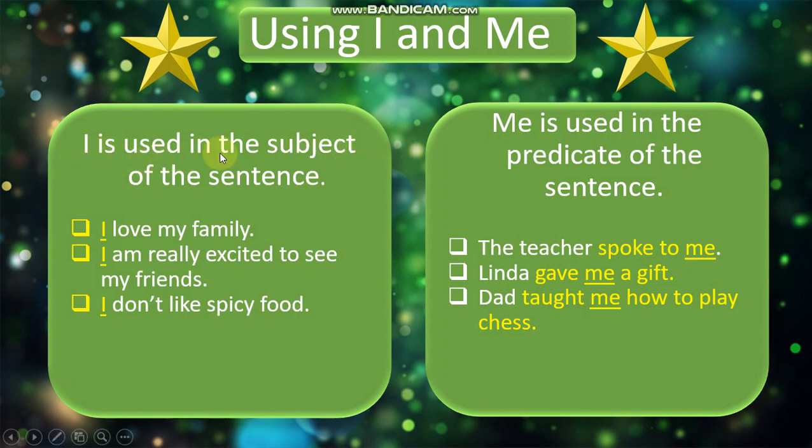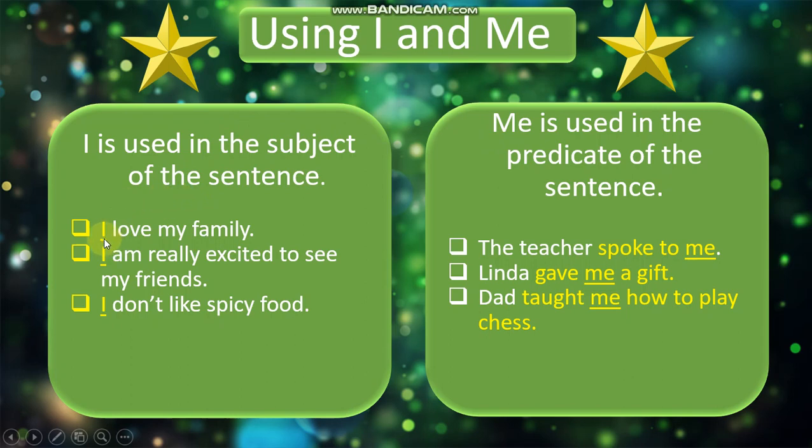I is used in the subject of the sentence. So that is the rule. This is the rule you got to remember, that I is always used in the subject part of the sentence. It's the doer of the action. And me is used in the predicate of the sentence, the part which talks about the subject, and me is the receiver of the action. All right, now let's go through a few examples so it becomes really clear to you.